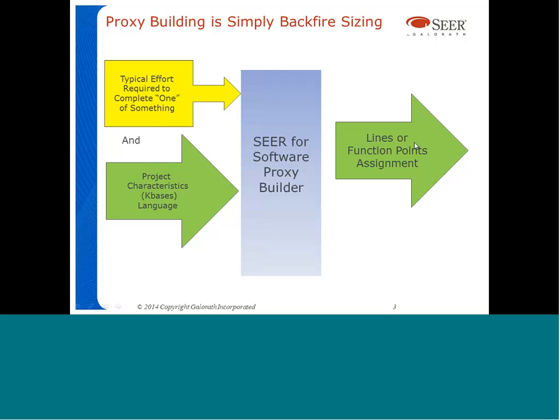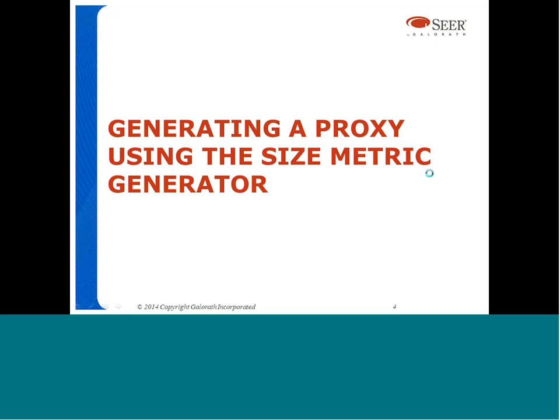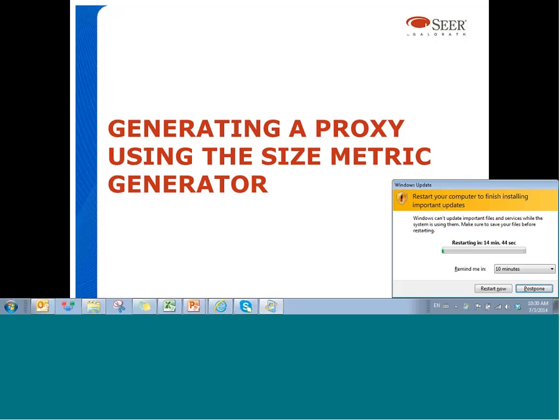But in reality, what's happened behind the scenes is that SEER is calculating an associated number of function points or lines of code for each proxy element, and is using those lines of code or those function points to generate the estimate. All right, so that was a very quick introduction to proxies in SEER.